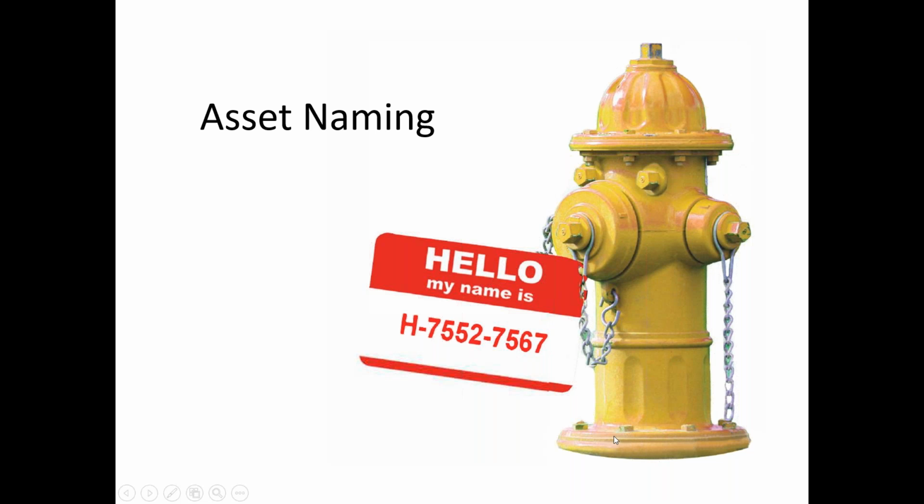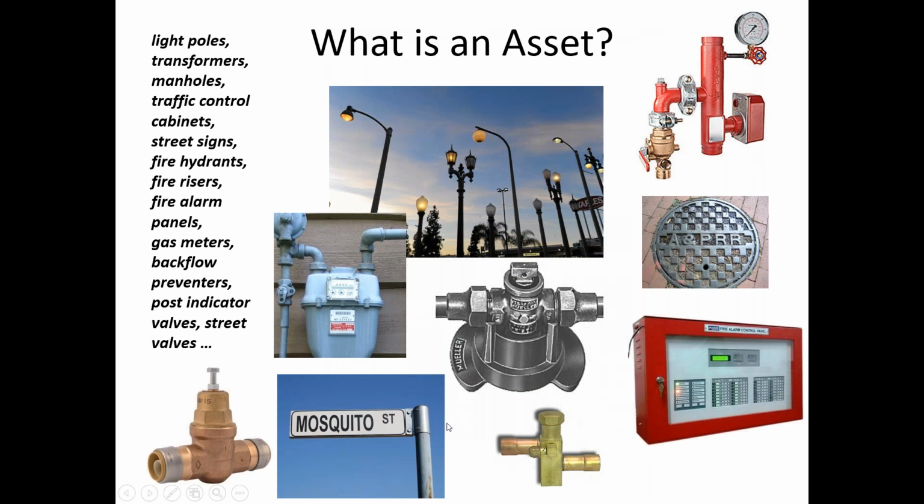Now, the third topic that I want to talk about is asset naming. And what is an asset? It's basically all the things that we don't need to think about in our daily lives because somebody else has already taken care of it. So fire hydrants, gas meters, manholes, traffic cabinets, basically anything. And the problem with these items is there are so many that keeping a unique name is very difficult, and groups have tried all sorts of naming conventions, and it kind of gets a little confusing.